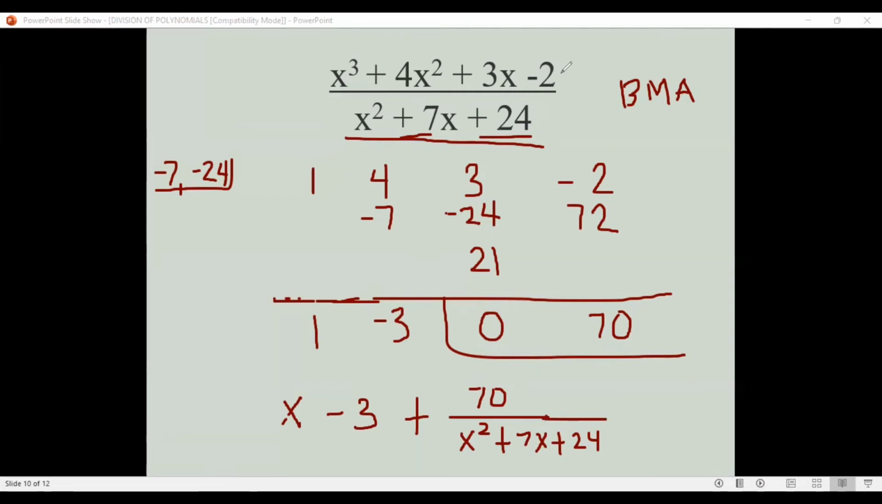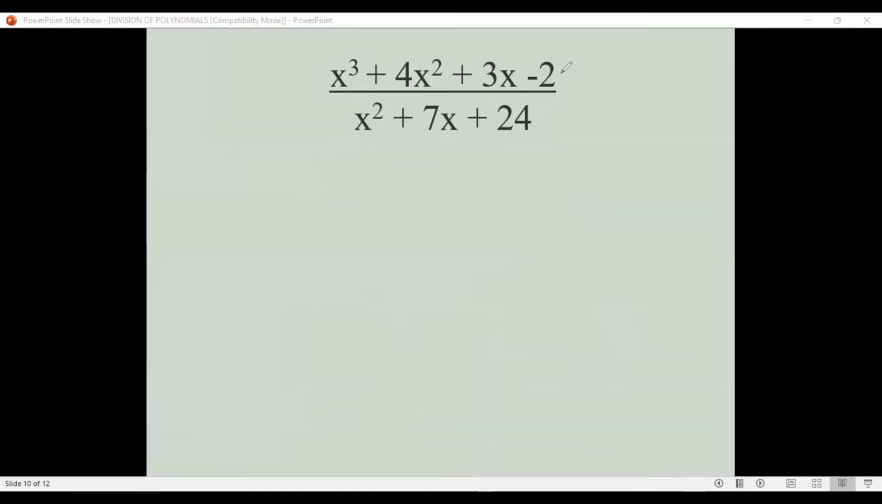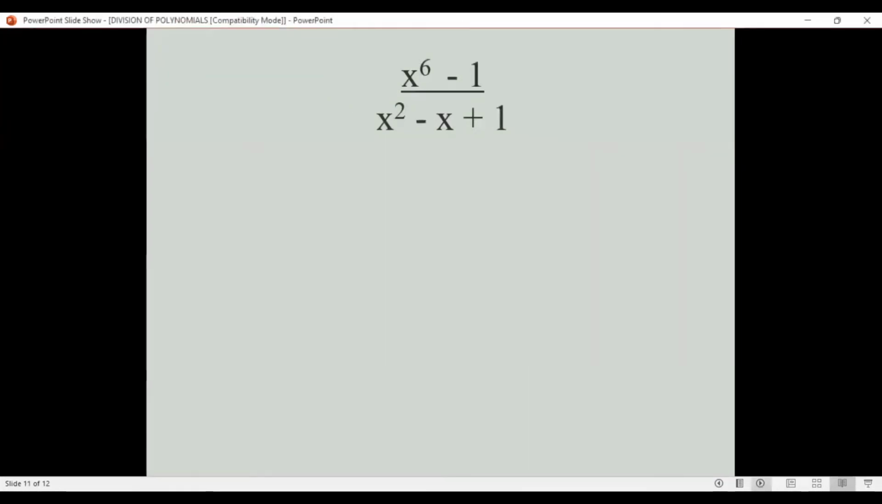Okay, let's have another case of applying your synthetic division. So let's have this. As you notice, you have x raised to the 6th power minus 1, and then x squared minus x plus 1. So again, we are dividing by a trinomial. But try to look into the dividend. You have x raised to 6, and then immediately you have a constant. So there are actually terms which are missing. That means we don't have x raised to 5 down to x. So there is a need for us to insert 0.